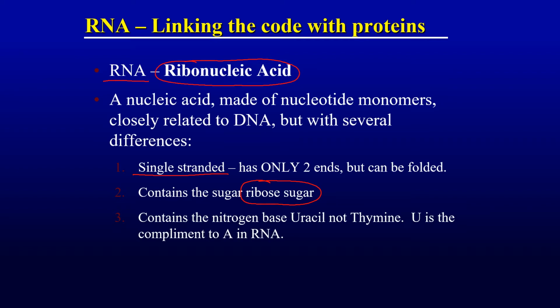And the third key difference is the nitrogen base that RNA contains. It contains the nitrogen base uracil, not the nitrogen base thymine, which is found in DNA. So we use the letter U to indicate uracil, and it's the complement to adenine, A. So uracil's in RNA, not found in DNA. It replaces thymine in some ways.